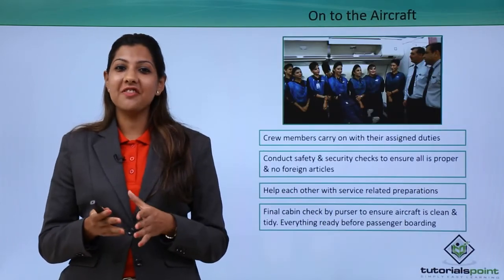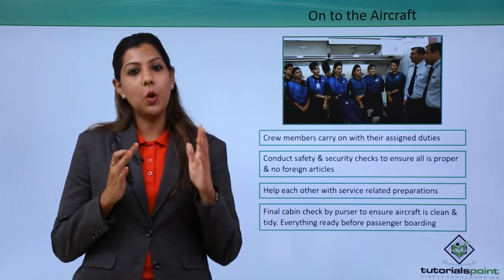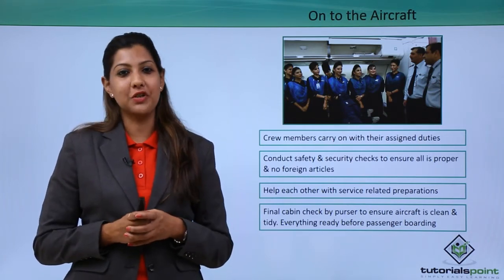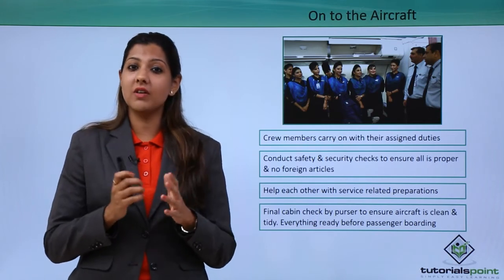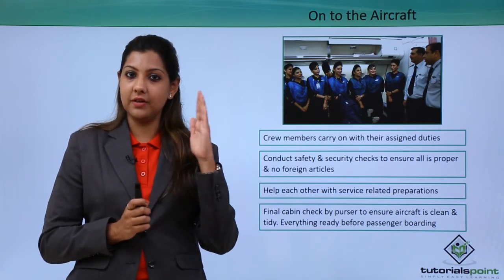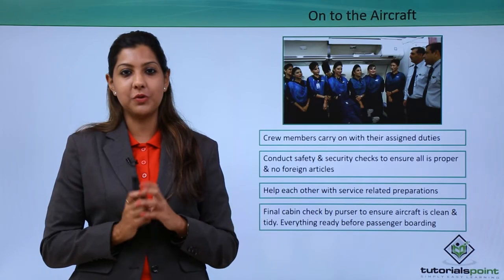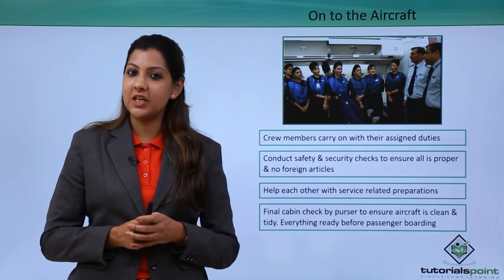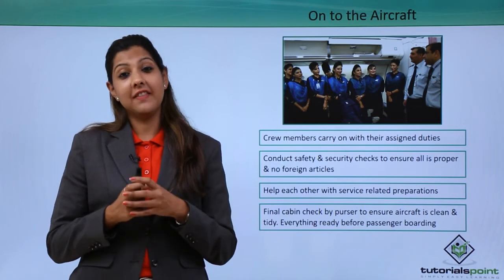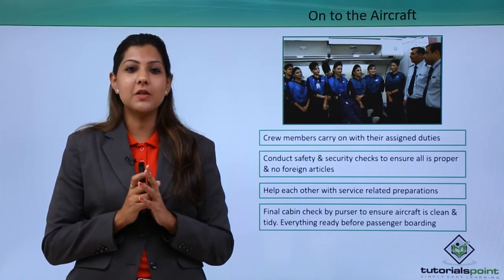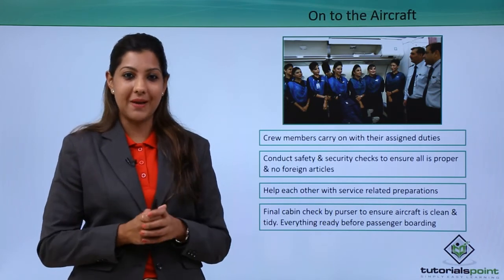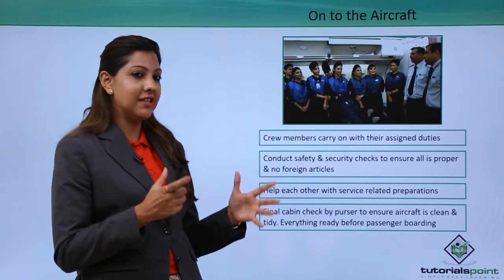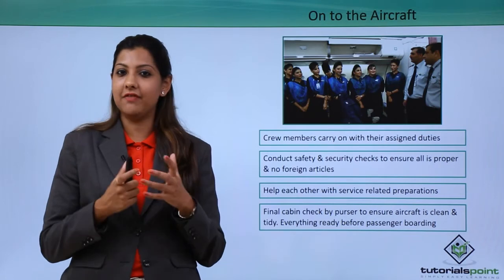Well, after the briefing, the entire set of crew go on to the aircraft. Once they go on the aircraft, there are certain things that the crew needs to do. They need to stow their baggage at the place designated for them. They have to make sure that they do certain checks of safety equipment on board the aircraft. They need to make sure that the plane is absolutely spick and span and ready for the passengers to come. And they have to have a final check which is going to be done by the flight purser.